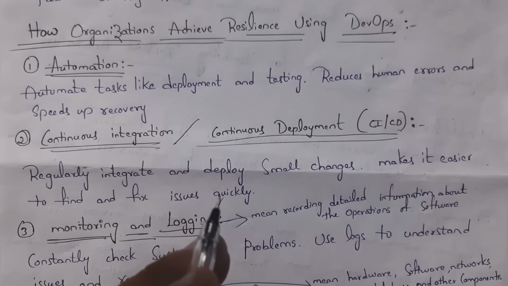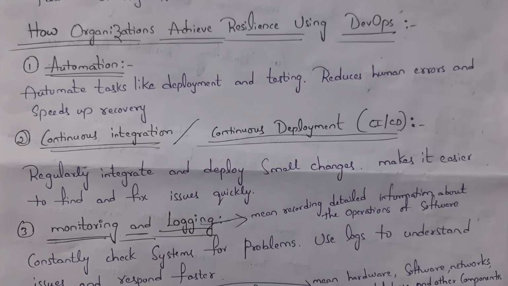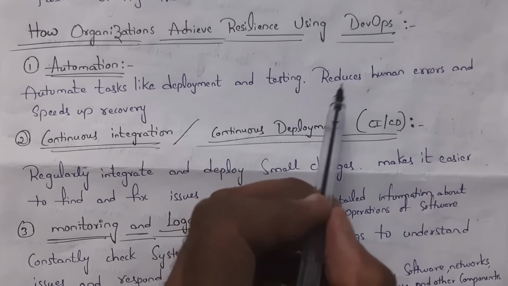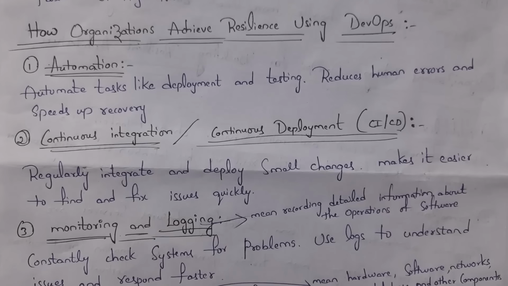First one is that DevOps supports automation. In DevOps, each and every task is automated. Normally, human beings will not perform any kind of task. Automatically, the system will perform various kinds of tasks. So, automating tasks like deployment and testing reduces human errors and speeds up recovery. So, even if any kind of error occurs, the system will solve that problem instead of human beings.